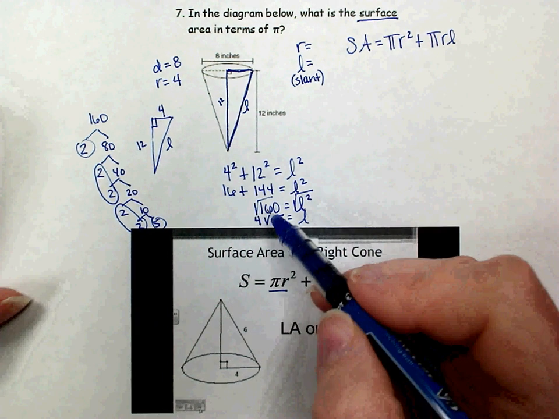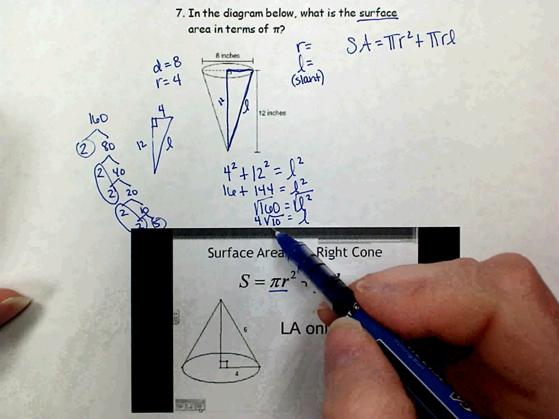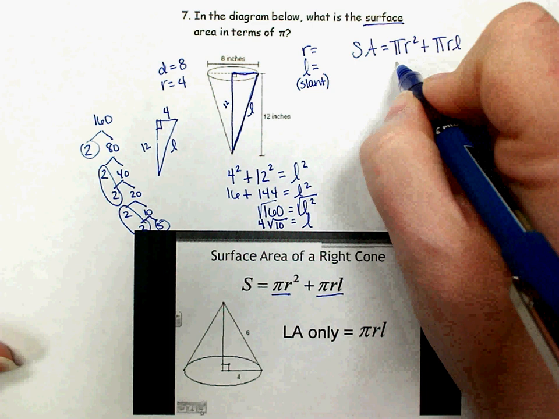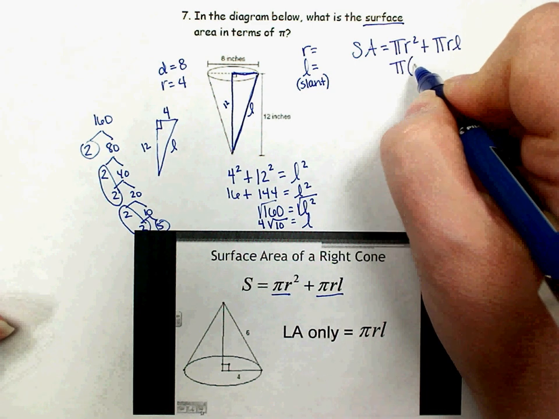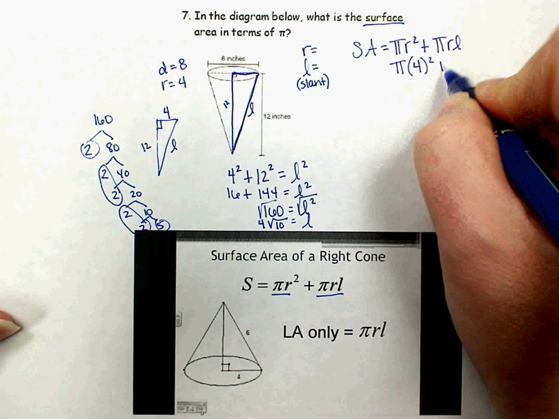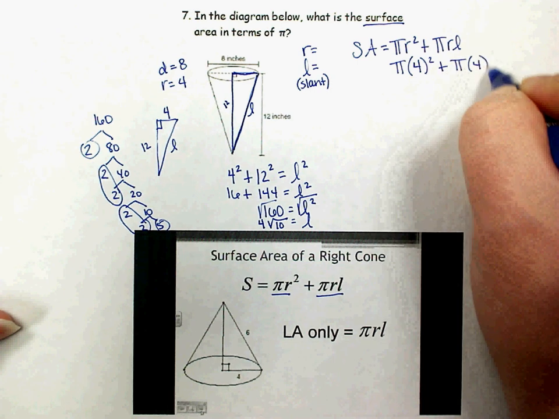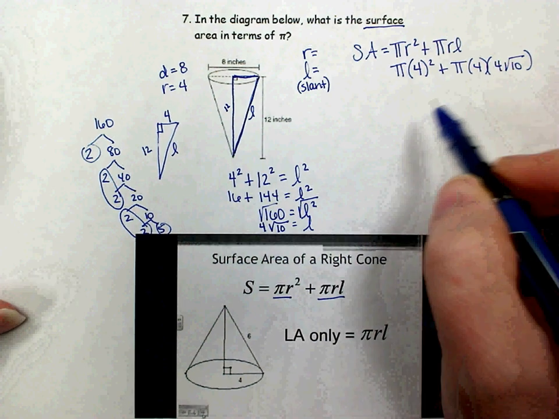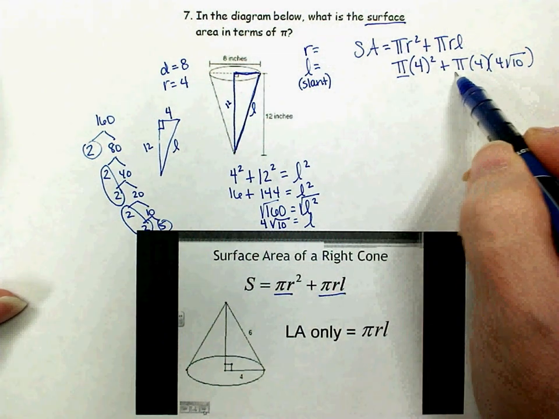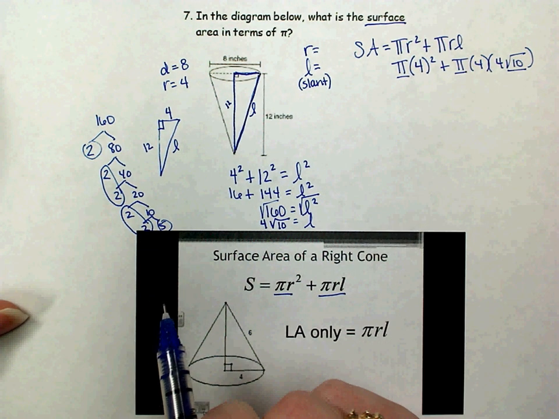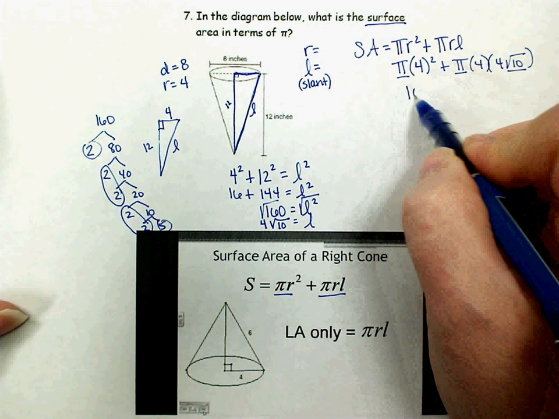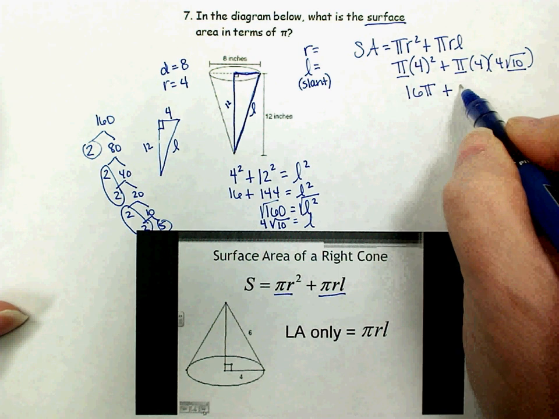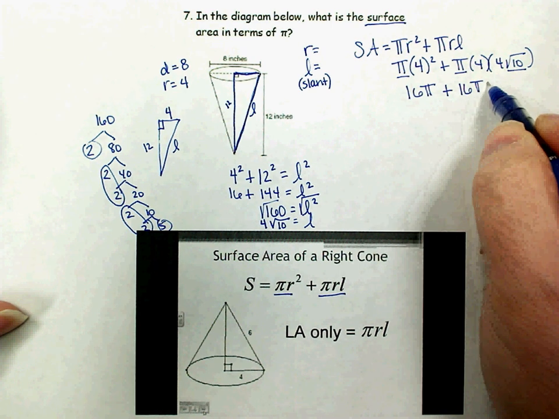So you can put the square root of 160 and 4 root 10 into your calculator and get the same decimal. So now we're ready to find our surface area. We'd have pi times our radius squared plus pi times our radius times our slant height of 4 root 10. Remember, we're not rounding, so we're not going to put the pi or the square root of 10 in our calculator. So 4 squared is 16, so that's 16 pi. 4 times 4 is 16, so that's 16 pi square roots of 10.